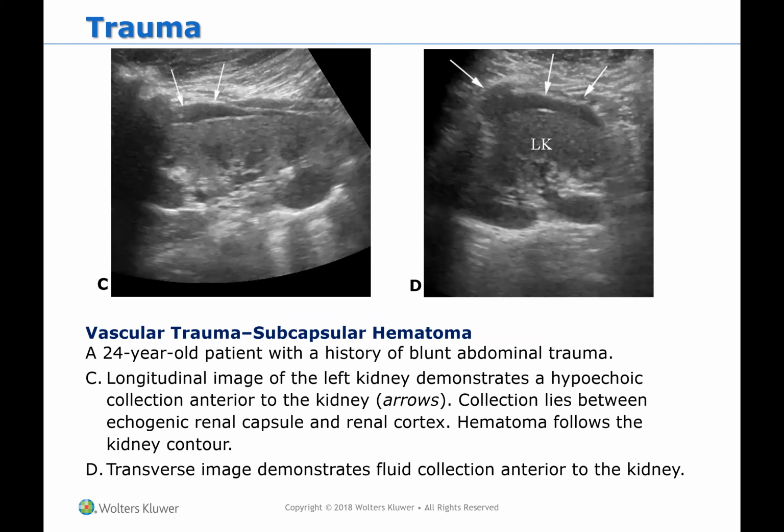Here's another really good one. It's really what it kind of looks like. A 24-year-old patient with a history of blunt abdominal trauma. A long image of the left kidney demonstrates a hypoechoic collection anterior to the kidney. The collection lies between the echogenic renal capsule and cortex. The hematoma follows the kidney contour. So that one's pretty easy to see that there's some kind of fluid in between the capsule and the kidney.